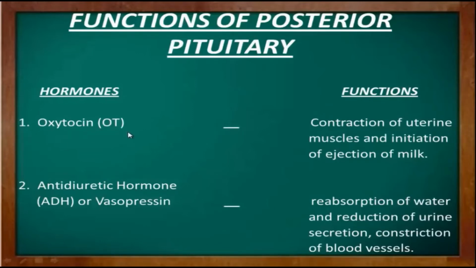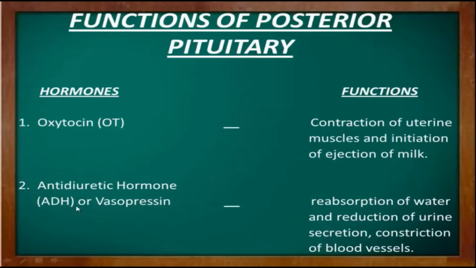Oxytocin, first one. Functions: contraction of uterine muscles and initiation of ejection of milk. So it helps in the contraction of smooth muscles of the uterus at the time of childbirth, and milk ejection from the mammary gland after childbirth. So at the time of childbirth only it induces this.